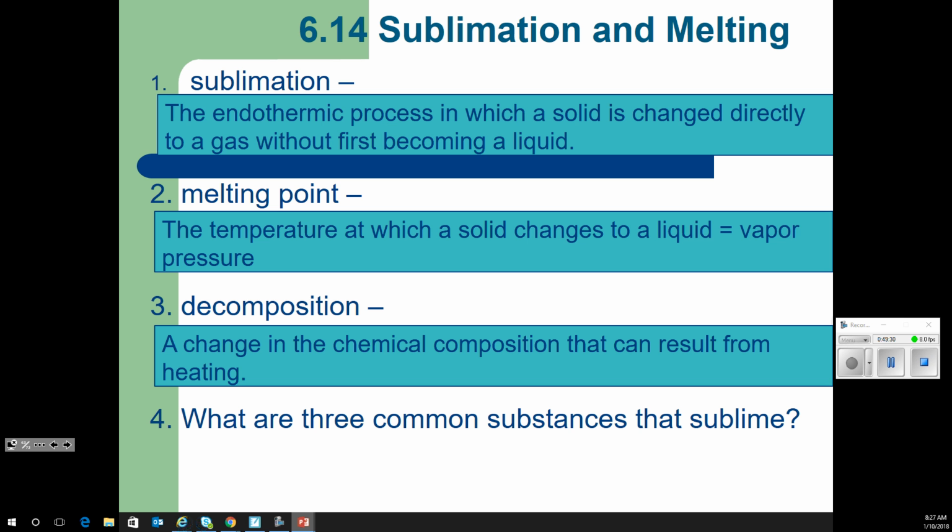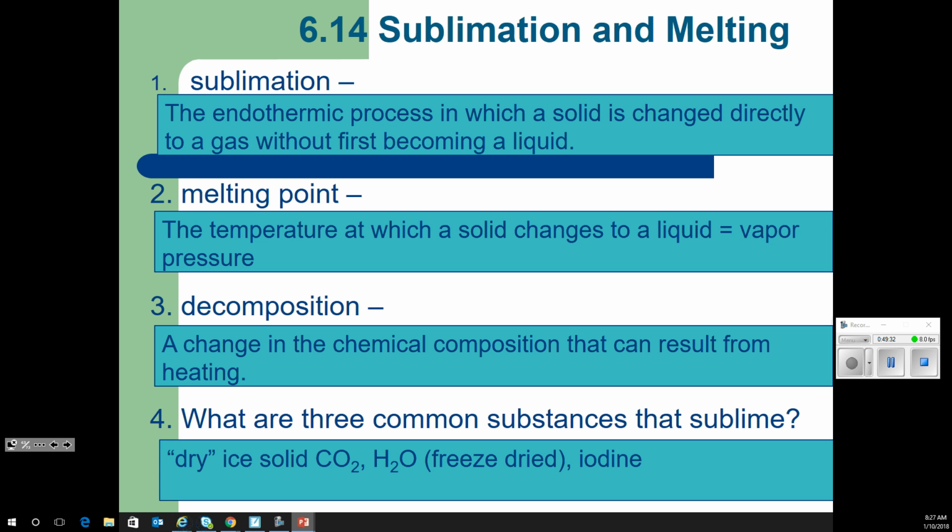And what are 3 substances that sublime? You do need to know these. Dry ice, CO2, water will sublime, and iodine. Water will sublime? Wait a minute. Have you ever had ice in the freezer for a long time? What happens to it? It can crack, but if you have it in ice cube trays, I know a lot of you don't even know what ice trays are, for a long time they'll actually start to shrink. And that's because it will go directly from a solid to a gas.